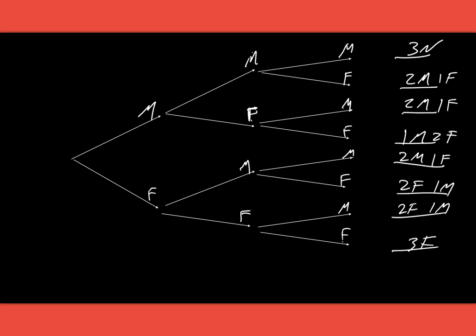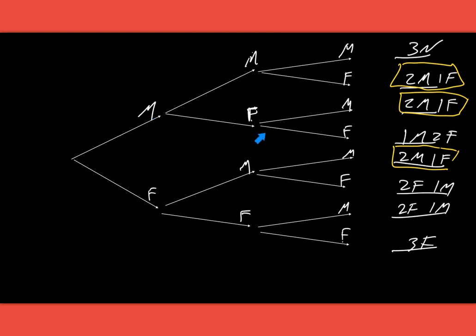2 men and 1 female. So it's going to be this one, this one. And what I'm done is that and or. Is it this one and this one and this one? Or does it happen this way or this way or this way? It's actually or. Because I can either get 2 men by picking man, man, female.